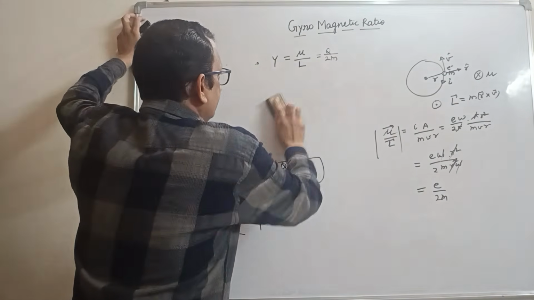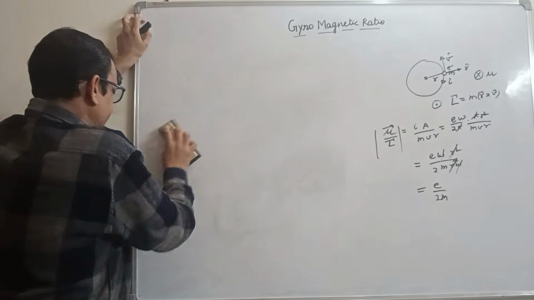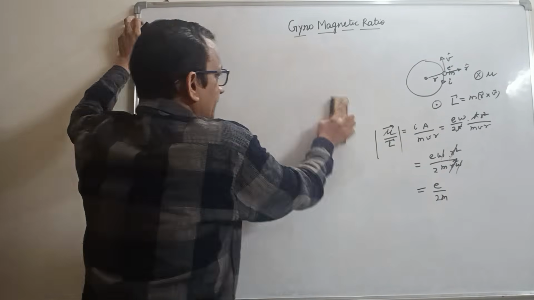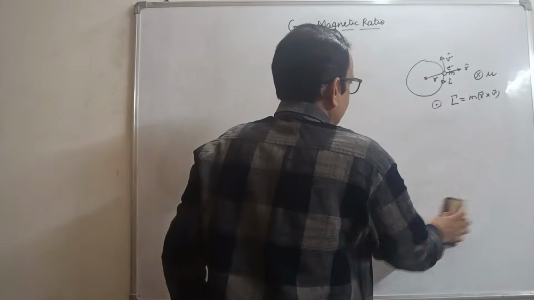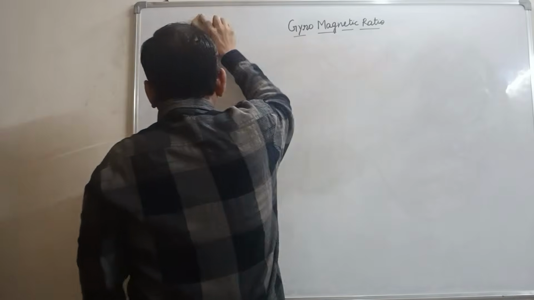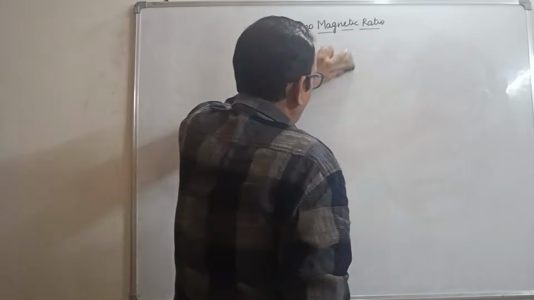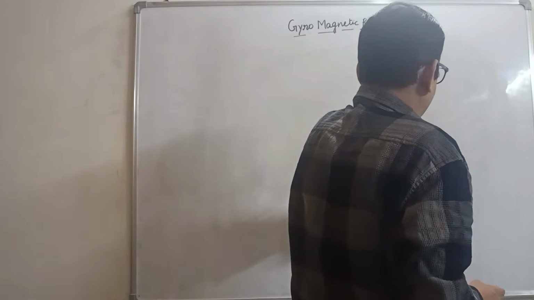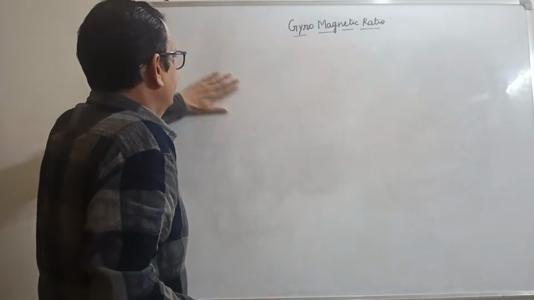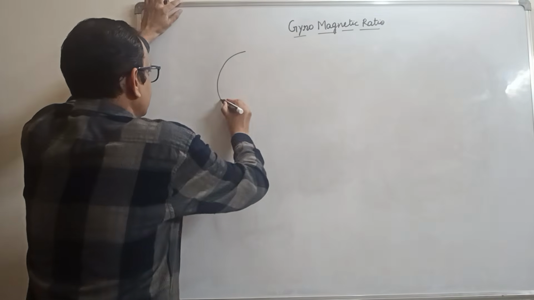So we take a problem. Here we consider a solid conducting cylinder, a charged cylinder, that is rotating about this diametrical axis. So we have to find the gyromagnetic ratio for this situation. So this is the situation here.